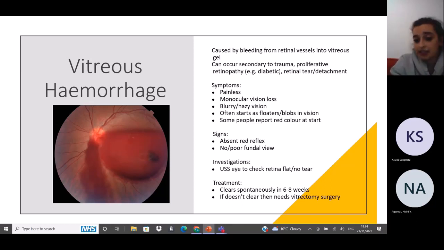In terms of investigations, you can do an ultrasound scan, mainly just to check that the retina is still intact and that there's not a tear. And in terms of treatment, it's usually going to clear up by itself in 6 to 8 weeks, but if not, then they might consider operating.